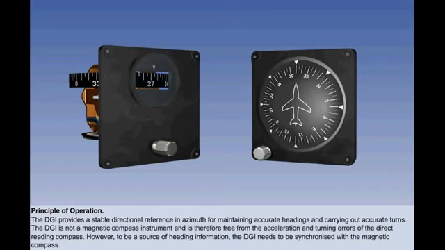A typical DGI display is shown here on the right. A less common display is shown on the left. Note that although the DGI display consists of a compass rose, the DGI is not a magnetic compass instrument and is therefore free from the acceleration and turning errors of the direct reading magnetic compass. To be of value, however, as a source of heading information, the DGI needs to be continually synchronized with the magnetic compass, and we will see why later in this lesson when we consider the errors the DGI is subject to.